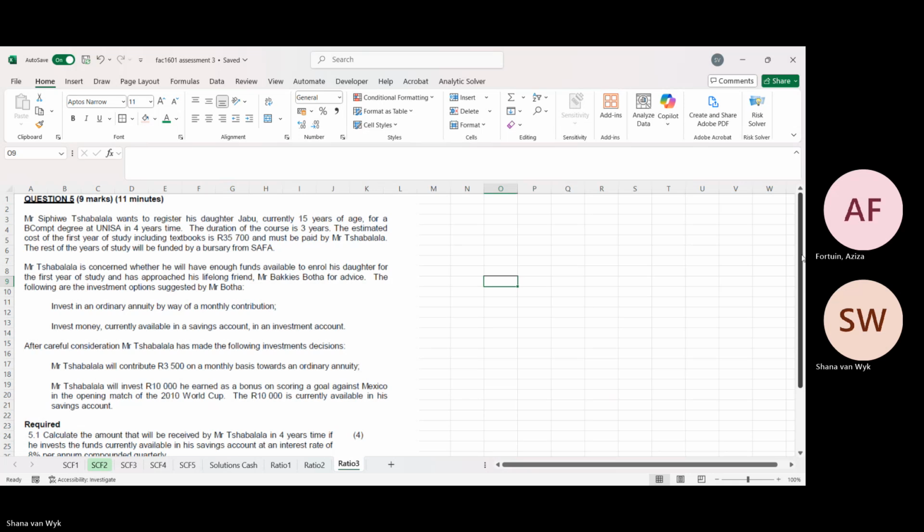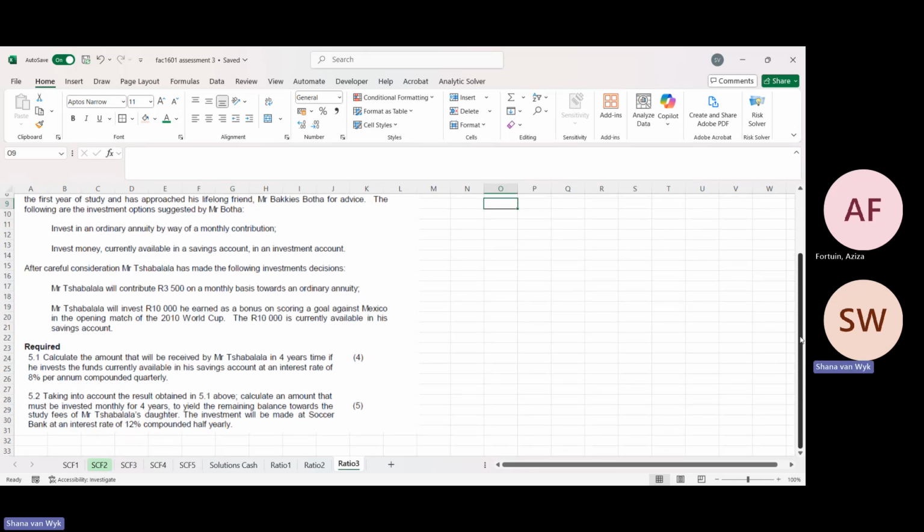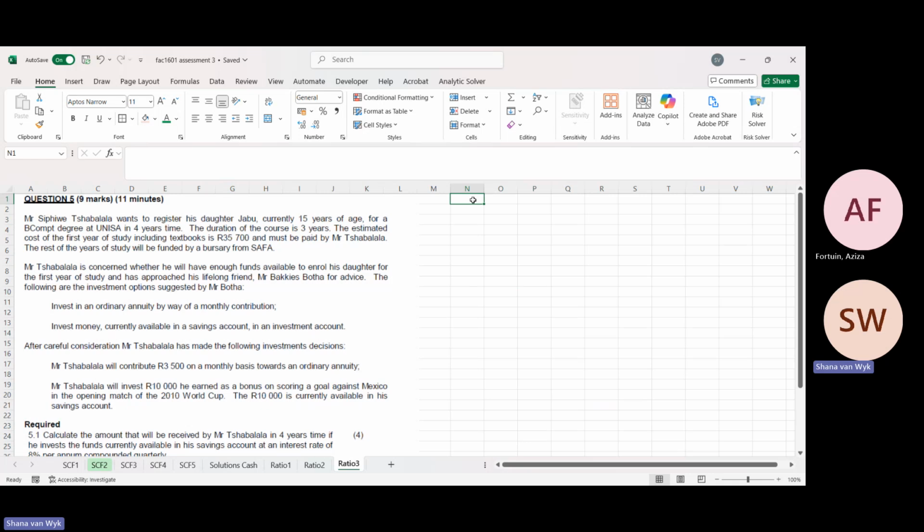Ooh, this one looks weird. 5.1. Register his daughter. 3 years' time. Is concerned, enough funds available. Okay, the following. Oh, this is an annuity thing. Monthly basis. Wait.